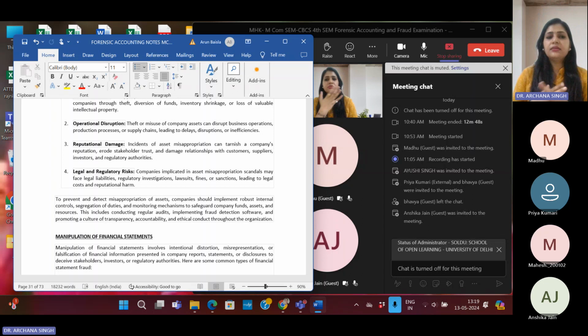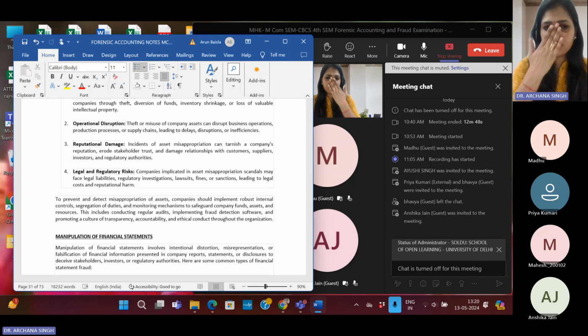The next is legal and regulatory risk. Legal and regulatory risk may also be faced if companies are implicated in asset misappropriation scandals. They may face legal liabilities, regulatory investigations, fines, sanctions, legal costs, and reputational harm. So these are some of the consequences of misappropriation of assets that the company has faced.